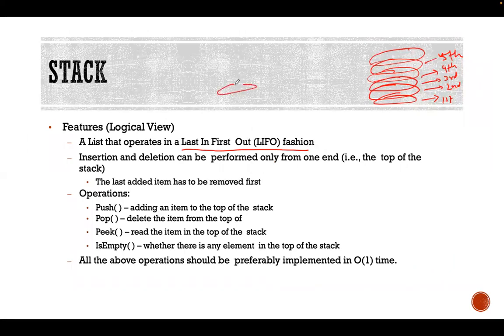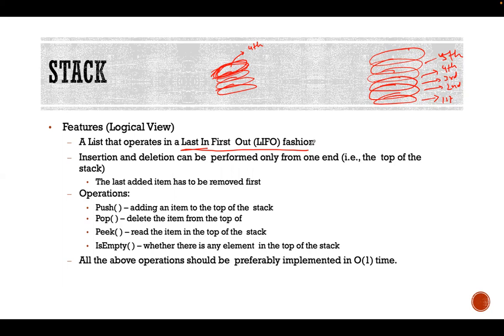This is your first item, this is your second, this is your third, this is your fourth. So this fourth item is the last item. If I'm going to remove an item, I'm going to pick the fourth item, meaning the last item, because this is at the top of the stack. When I want to delete, the first item I can delete is the last item that I had inserted. So that's why this list operates in a last in, first out order.